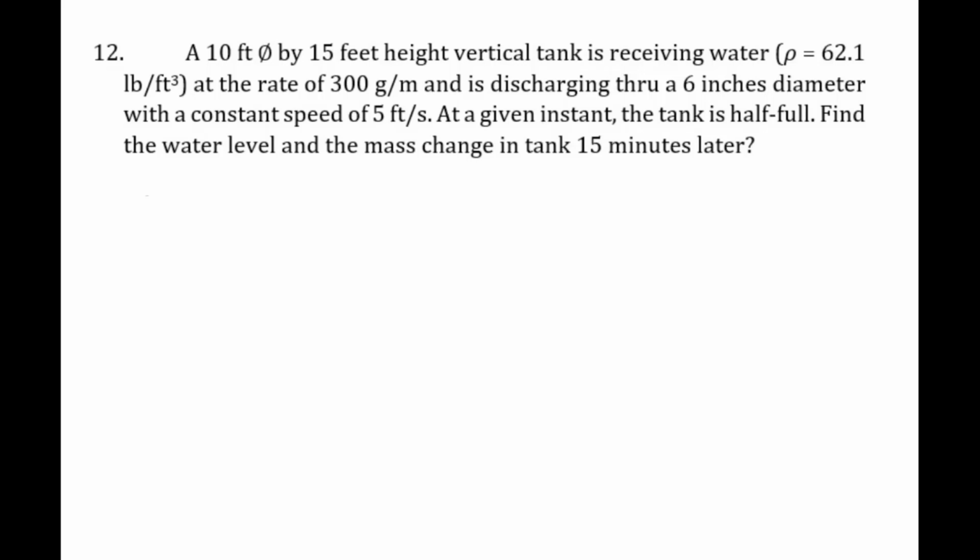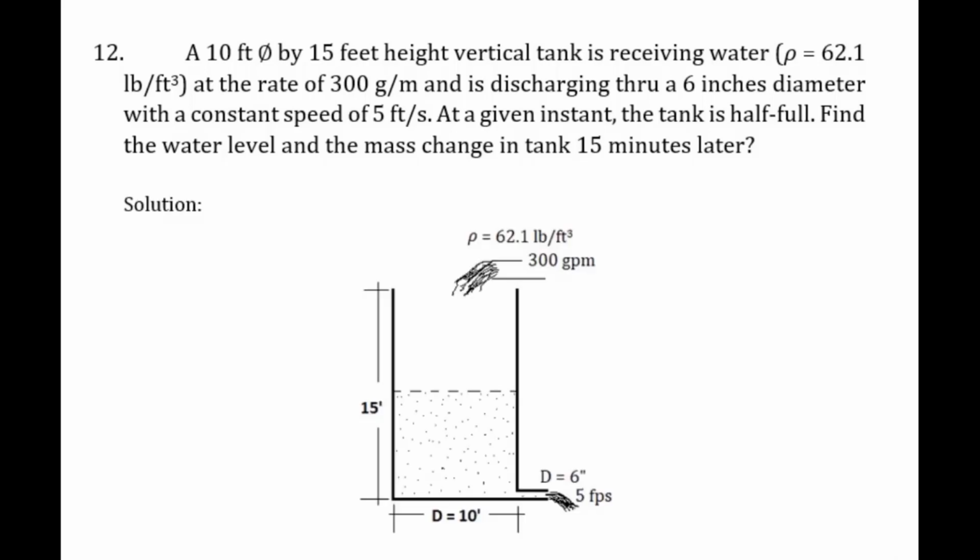Exercise number 12. A 10 feet diameter by 15 feet height vertical tank is receiving water with density of 62.1 pound per feet cube at the rate of 300 gallon per minute and is discharging through a 6 inches diameter with a constant speed of 5 feet per second. At a given instant, the tank is half full. Find the water level and the mass change in tank 15 minutes later. To solve this, first we will make an illustration to analyze well the problem.